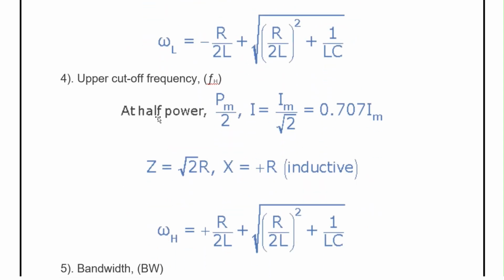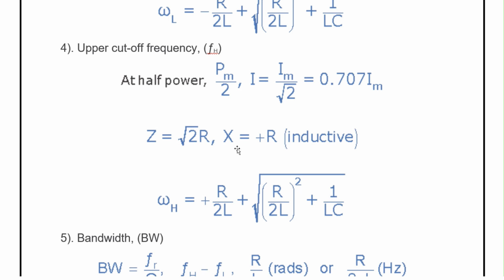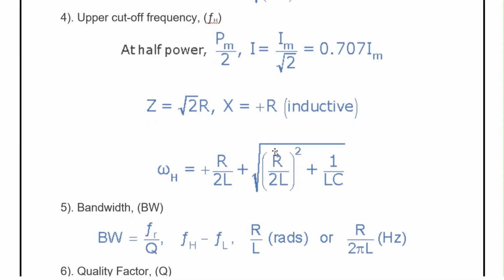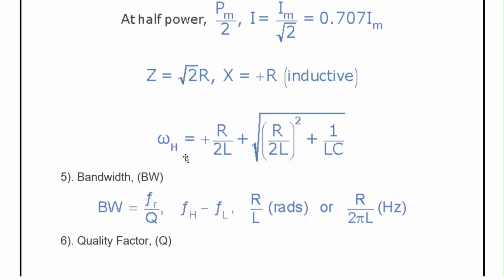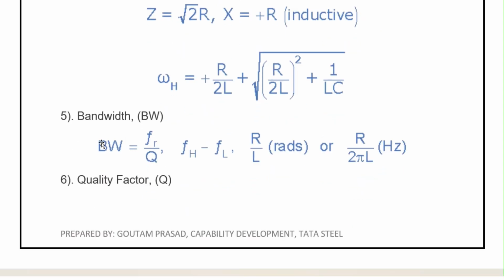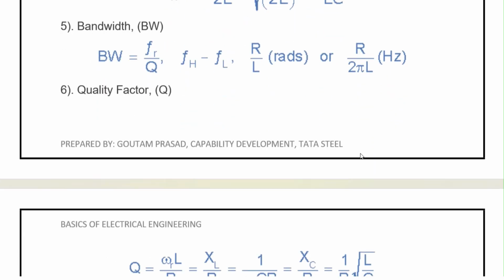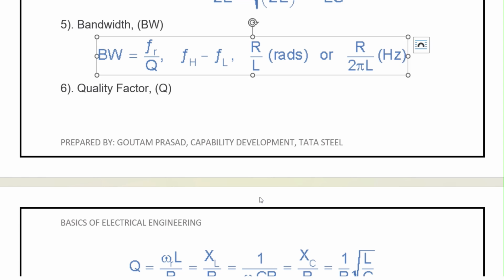Upper cutoff frequency at half power Pm by root 2, I equal to Im by root 2, that is 0.707 Im, Z equal to root 2 R, X equal to plus R, inductive, and WH equal to plus R by 2L plus square root of (R by 2L) whole square plus 1 by LC. Bandwidth equal to FR by Q, FH minus FL, or R by L, or R by 2 pi L. So this is in radians, this is in hertz.